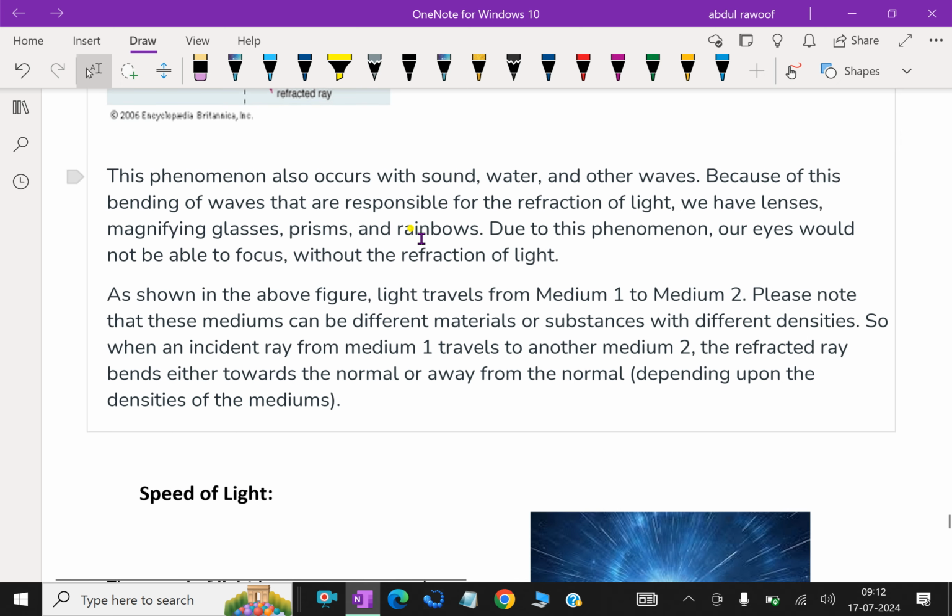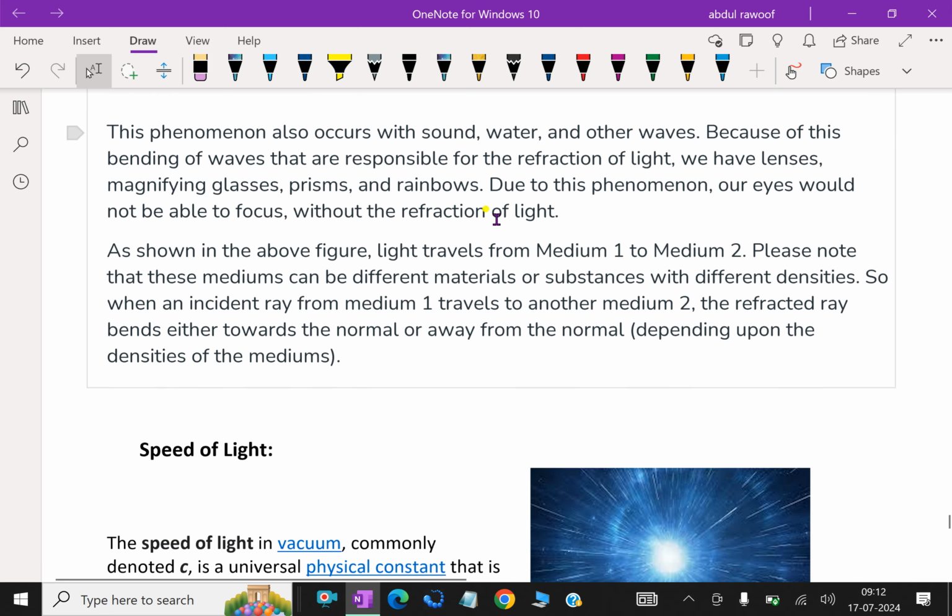This phenomenon also occurs with sound, water, and other waves. Because of this bending of waves, which is responsible for the refraction of light, we have lenses, magnifying glasses, prisms, and rainbows. Due to this phenomenon, our eye would not be able to focus without the refraction of light.